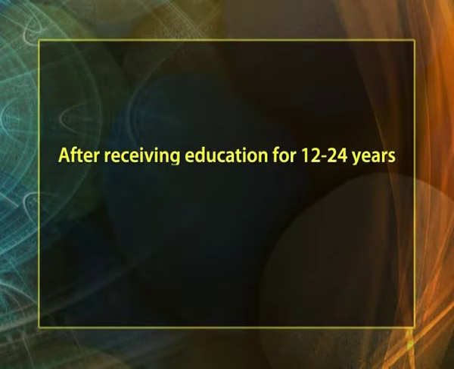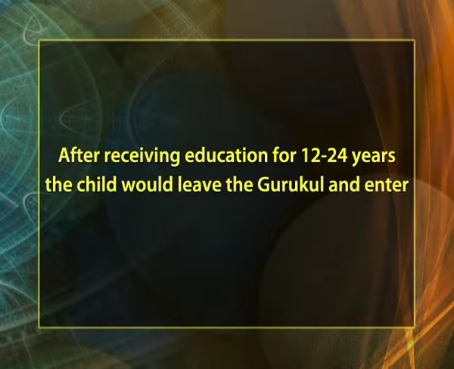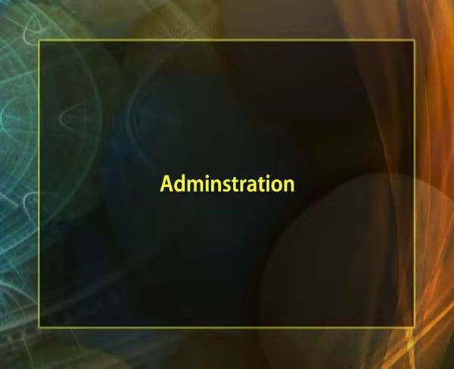After receiving education for 12 to 24 years, the child would leave the Gurukul and enter domestic life. Some meritorious and capable students would continue to remain there and adopt the profession of their teacher. Now, let's discuss the second part of the organization of education, that's administration. There was no formal administrative and supervisory system as we find today.